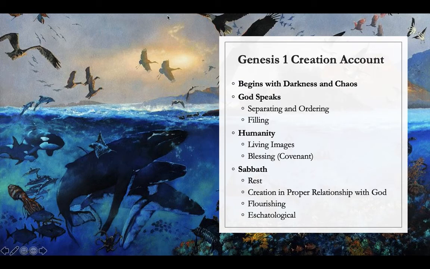We also see how the first creation account actually ends in Genesis 2. "Thus the heavens and earth were finished in all their multitude, and on the seventh day God finished the work that he had done. And he rested on the seventh day from all the work that he had done."